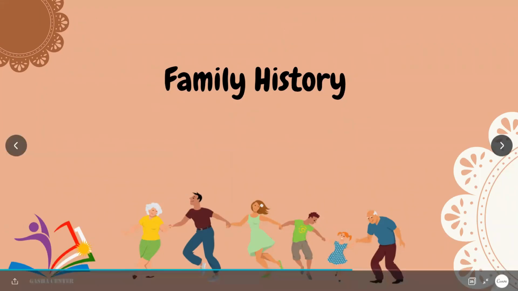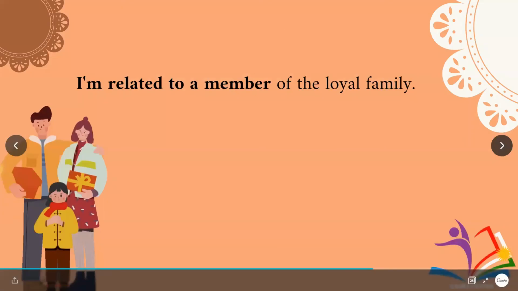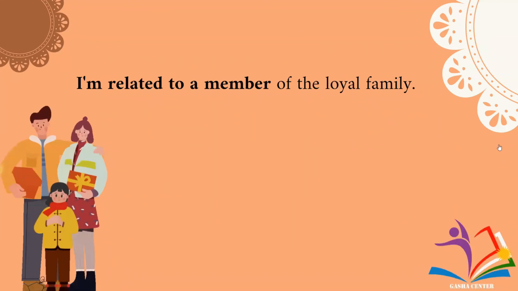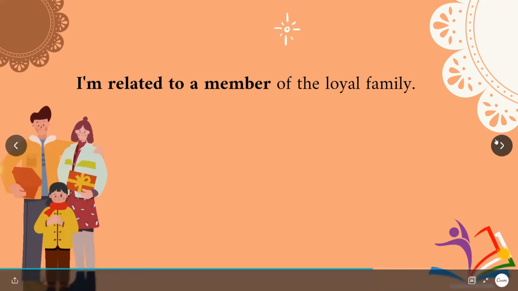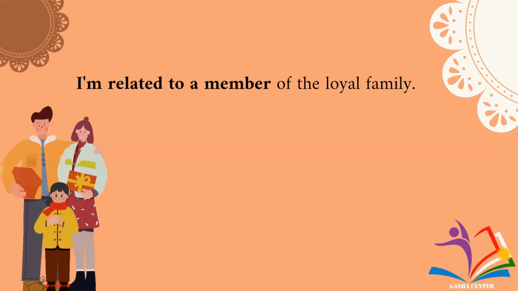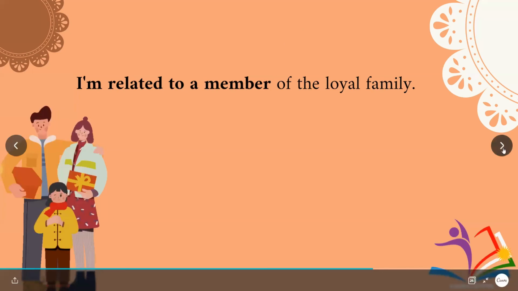We have some family history here. I'm related to a member of the royal family. I am related. We have relative, which means family member, or kin also means family. All right, so I am related to a member of the royal family.